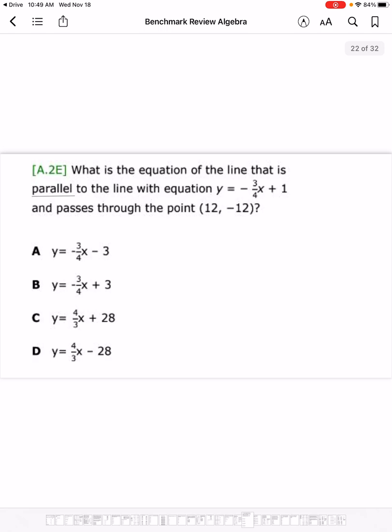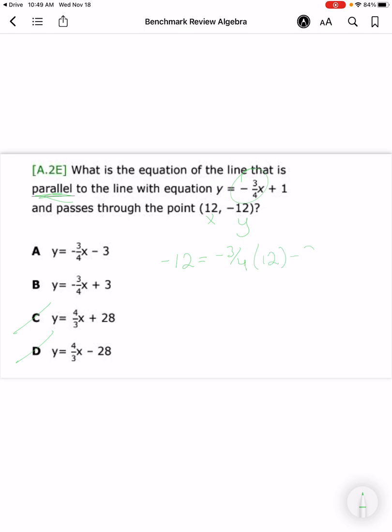Okay, again, when we get to parallel, parallel means same slope. So if it says parallel, we want to steal that slope. So we're going to get rid of C and D. Now, what we do is we plug in our coordinates. Remember, this is X and this is Y. So I'm going to replace Y on answer choice A with negative 12. That's going to equal a negative 3/4. And instead of X, I'm going to use 12 and then minus 3.